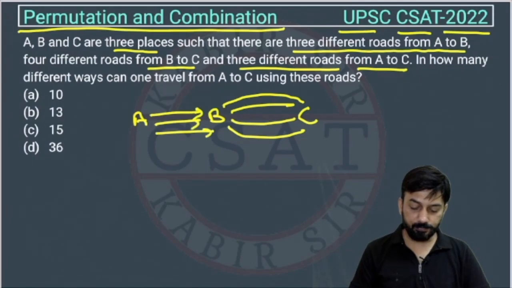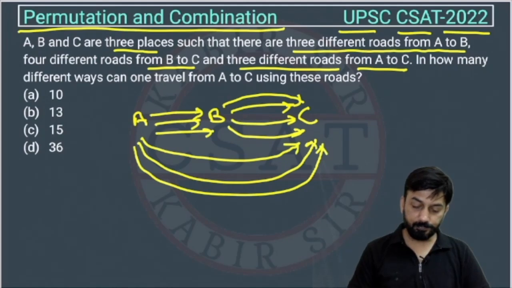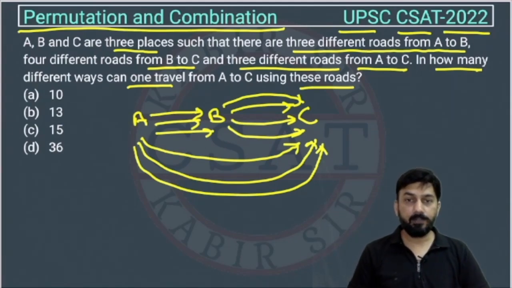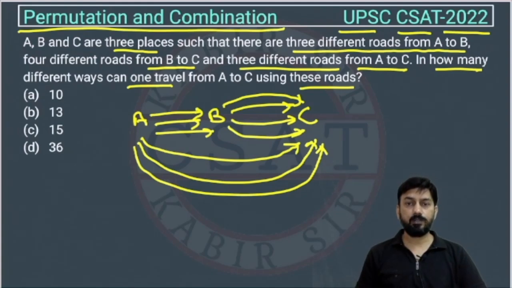Okay, and from A to C, how many roads are possible? 3, right? In how many different ways can one travel from A to C using these roads? So हमें find out करना है कि in how many ways a person can move from A to C, right? So this is a simple question of multiplication.